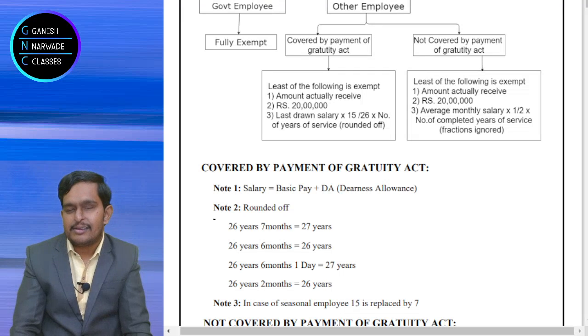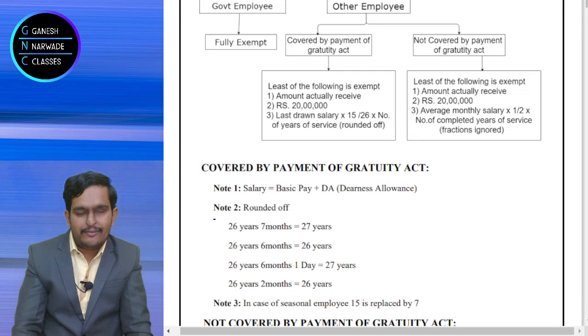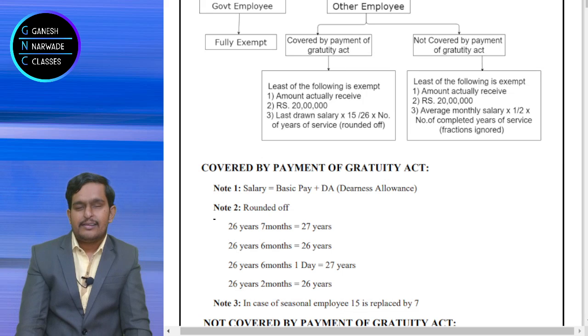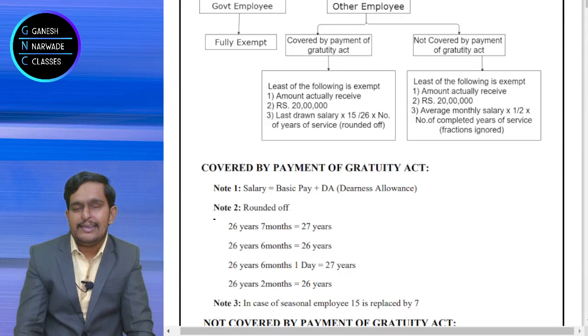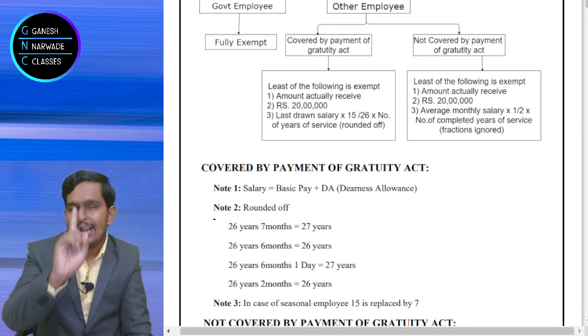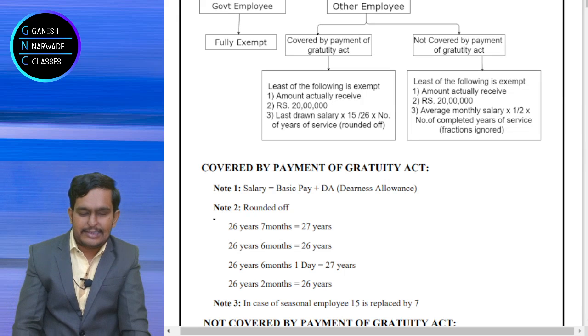How to compute this? Whenever you compute, you have to round it off to the nearest. Now, completed years I said, so you should take only years. You cannot say 20 years 3 months. Not allowed. Suppose it is 20 years 3 months, take 20 years. 20 years 6 months, take 20 years. 20 years 6 months 1 day, take 21 years.